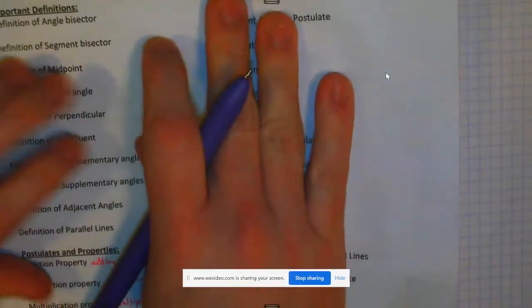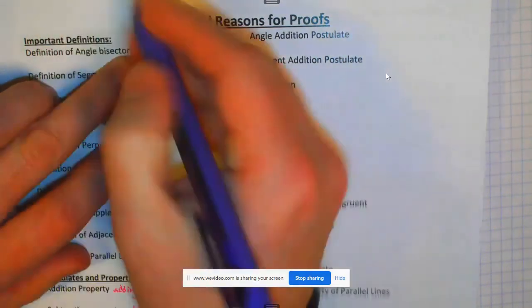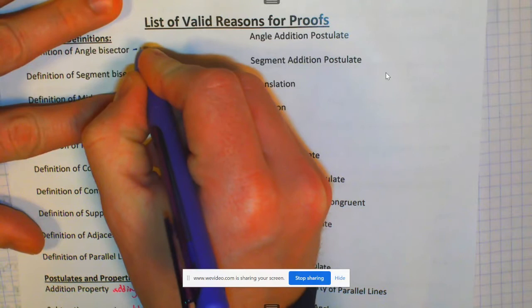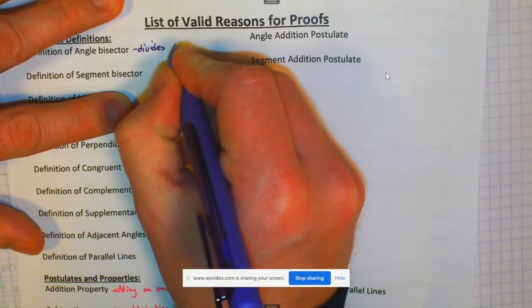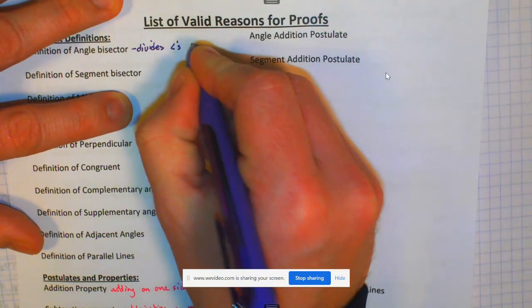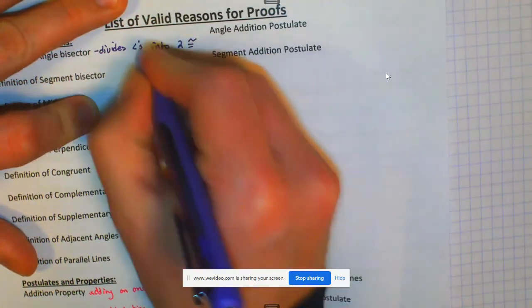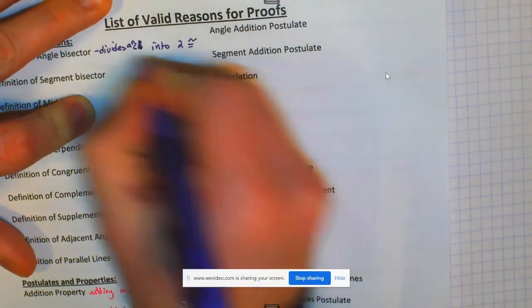Definition of angle bisector. Remember, a bisector splits something in half. In this case, we're splitting an angle in half. So it divides an angle into two congruent angles.